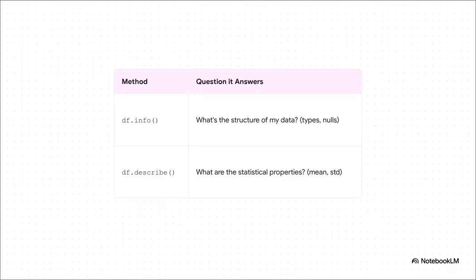So instead of just running df.info and glancing at the output, think about what you're actually doing. You're generating the first part of a data quality report. You're asking, what's the structure? Are there nulls? What's the memory footprint? Then, df.describe gives you that quick and dirty statistical summary. See? Together, these aren't just commands anymore. They're the first two sections of a standardized data audit that should kick off every single project.